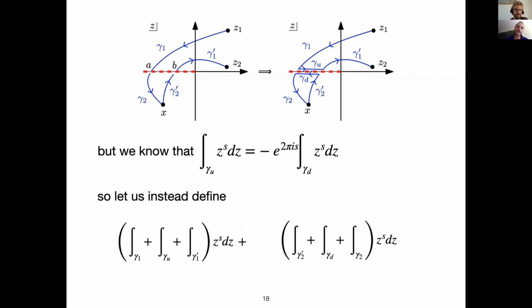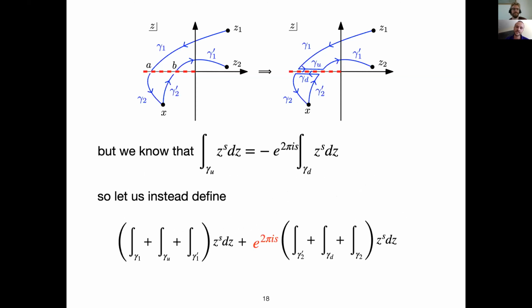So we're going to use the fact that we know how to relate the gamma u and gamma d integrals because it's just this z to the s function. So we know that from either side of the cut, it varies just by this e to the 2 pi i s constant number. That's the monodromy factor.